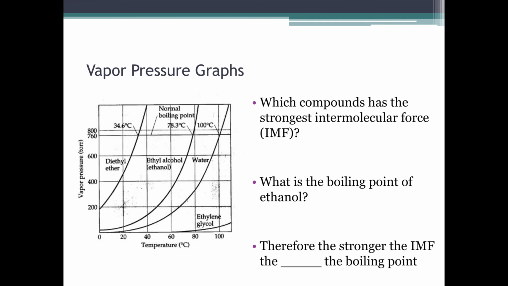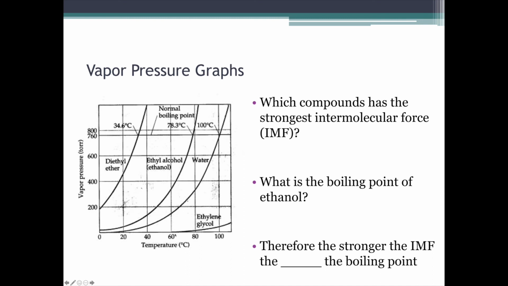Okay, so vapor pressure graphs. On a vapor pressure graph, you're comparing temperature and vapor pressure. So looking at this, it's asking which compounds have the strongest intermolecular force. Between all four of these, if you were to pick any given temperature, say we'll do 60. Ethylene glycol has a very low vapor pressure, then water, then ethyl alcohol, and not even on the chart we have diethyl ether.